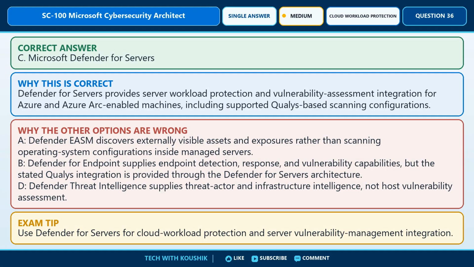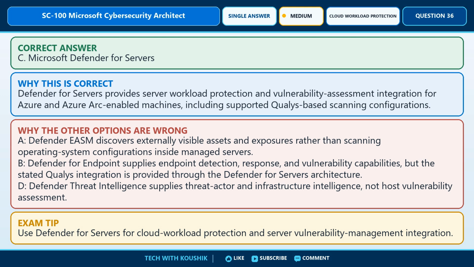The correct answer is Option C, Microsoft Defender for Servers. Here's why. Defender for Servers provides server workload protection and vulnerability assessment integration for Azure and Azure Arc-enabled machines, including supported Qualys scanning configurations. Why are the other options not correct?